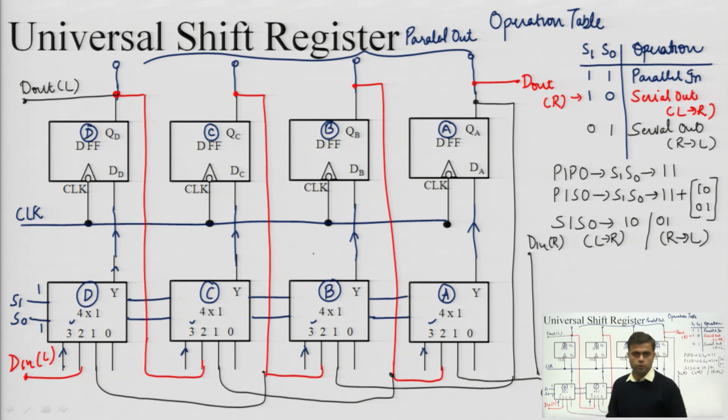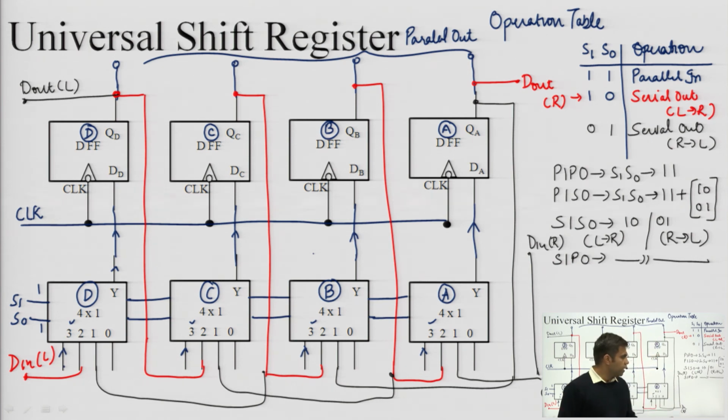Now we have to cover one more operation, or we can see that the 0 number terminal of the multiplexer is still unused. That means we can add some more functionality to it. We have already seen that SISO is covered, PISO is covered, and SIPO is covered. For SIPO we need not do anything special. This same thing can be used for SIPO as well, which has been used for SISO, because the only difference between SISO and SIPO is that the outputs will be available simultaneously. So we need not do anything.